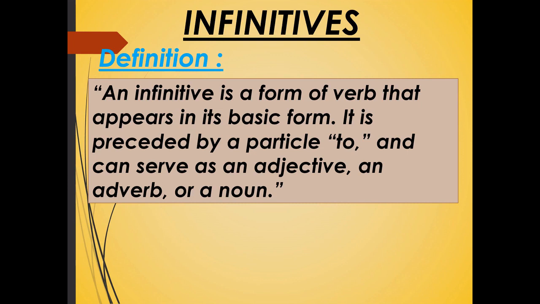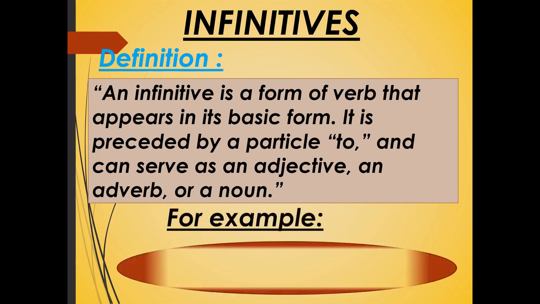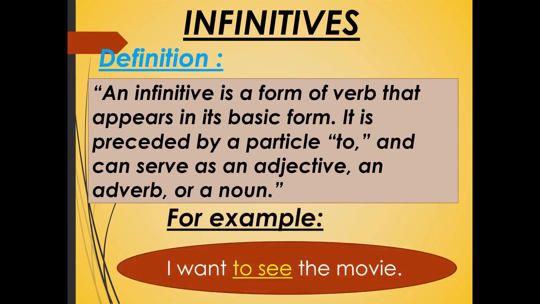Or in simple way, we can say that an infinitive looks like a verb, but it begins with to, and it functions as a noun, subject, direct object, an adjective, or an adverb in the sentence. For example, I want to see the movie. So here, want is a finite verb and to see is an infinitive.